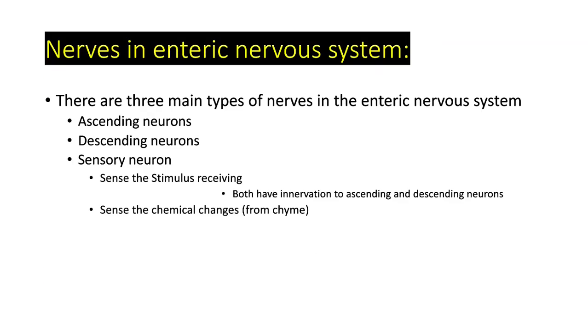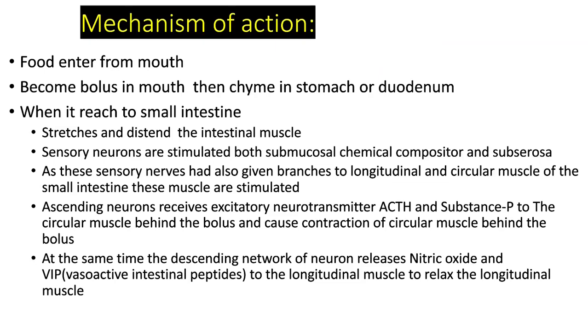local muscle movement. So the nerves in the enteric nervous system are of three main types: the ascending, descending, and sensory nerves. The sensory nerves sense the stimulation of receiving, and they also sense the chemical changes. Both have innervation from ascending and descending neurons.